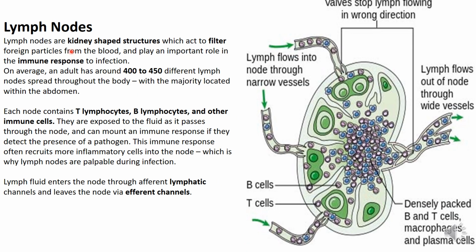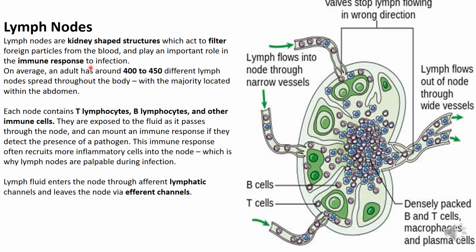Coming to the lymph nodes. Lymph nodes are kidney-shaped structures. From this picture itself, you can note that they are bean-shaped or kidney-shaped structures. They act to filter foreign particles from the blood. And as we have seen already, they have an important role in the immune response.